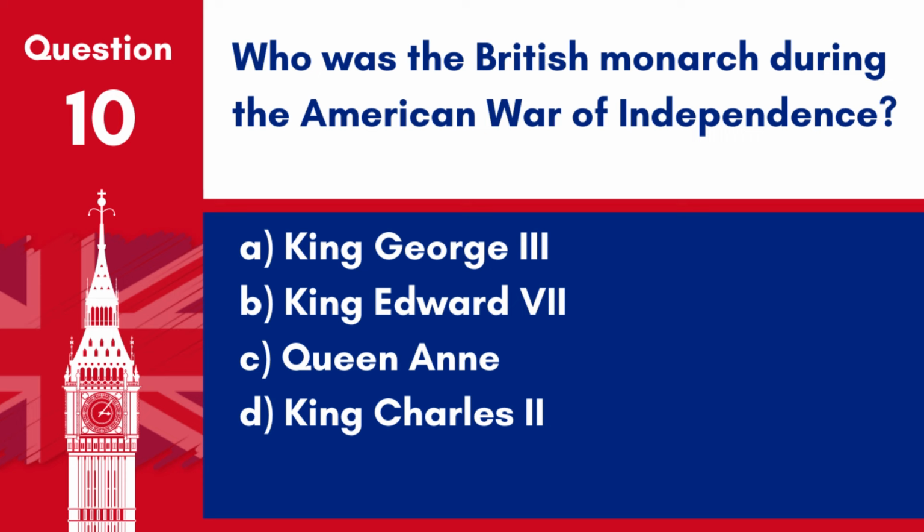Question 10. Who was the British monarch during the American War of Independence? A. King George III. B. King Edward VII. C. Queen Anne. D. King Charles II. Answer: A. King George III. King George III was the British monarch during the American War of Independence.